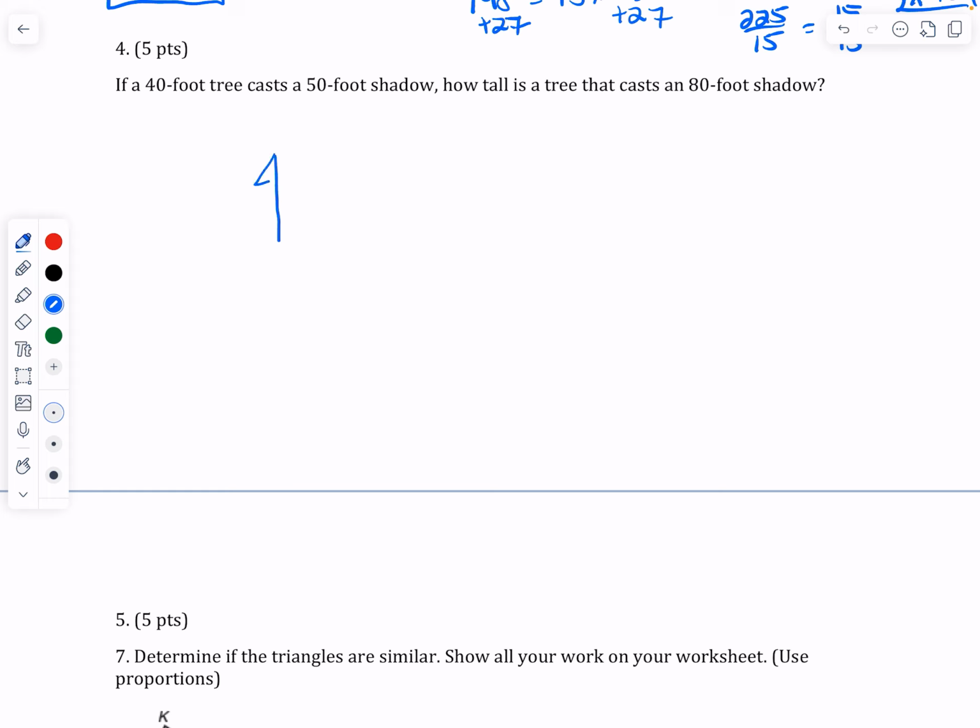I'm going to make this a tree here, and it casts a 50-foot shadow. Okay, so I'm getting a right triangle here, okay? So 50 foot and 40, right? Now, we have another tree here that's bigger. It's 80 foot, so it's pretty much double the size.